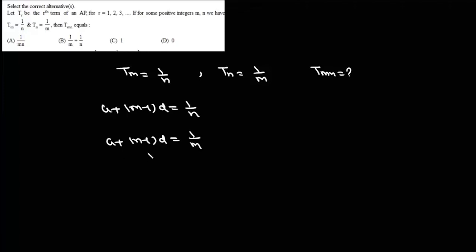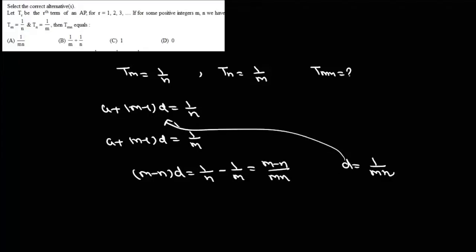Now we subtract second from first, we get (m minus n) into d will be equal to 1 by n minus 1 by m, which is (m minus n) upon mn. And since m and n are unequal, we'll get d as 1 by mn. Now if we put d as 1 by mn, we get a plus (m minus 1) upon mn is equal to 1 by m. From here we get a also as 1 by mn.